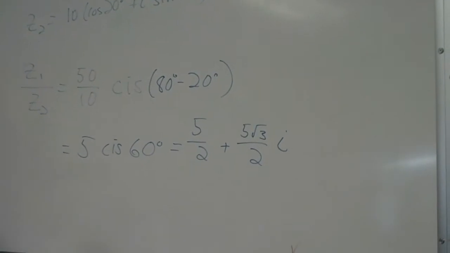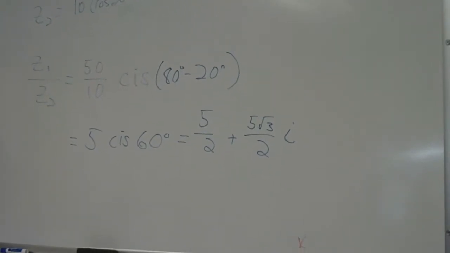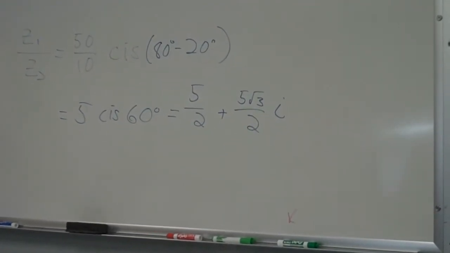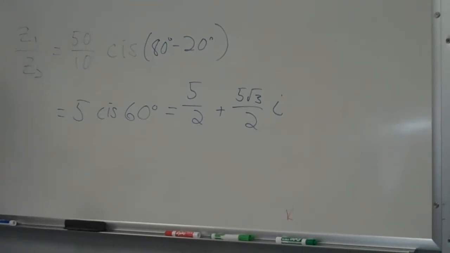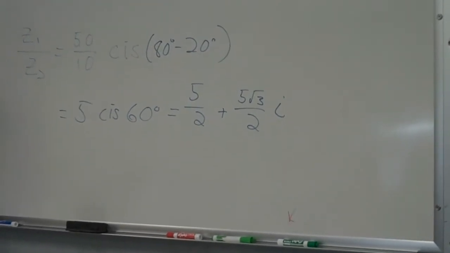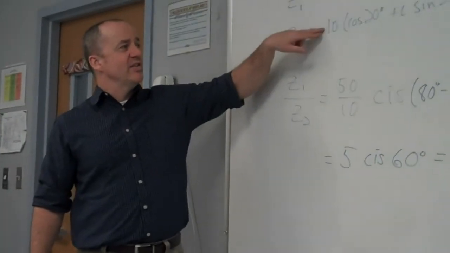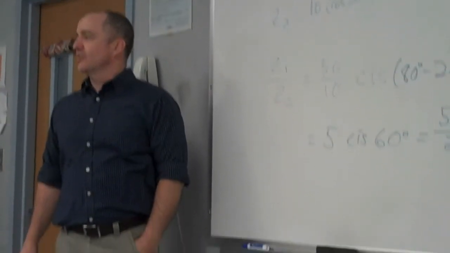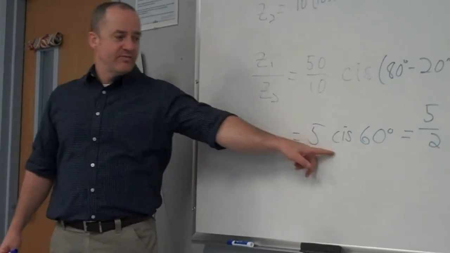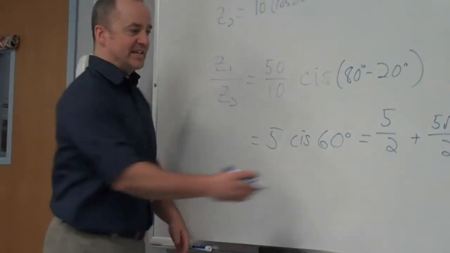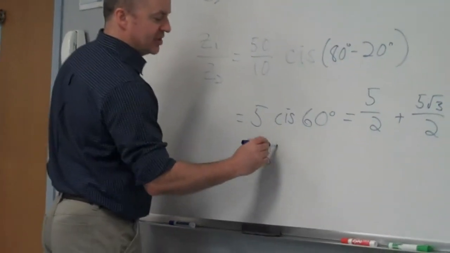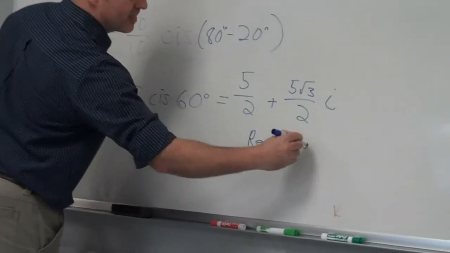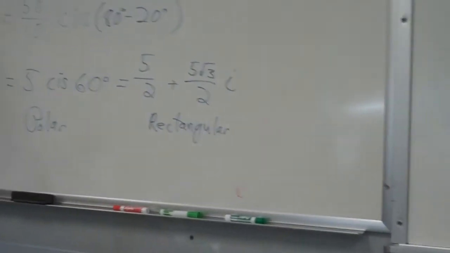All right, Janae, you had a question? I don't really know the difference between the polar and rectangular. When it says convert to polar, I don't know what polar looks like. 5 cis 60 is the polar form, and this is rectangular. They were asking for the polar one, so you didn't have to do that.